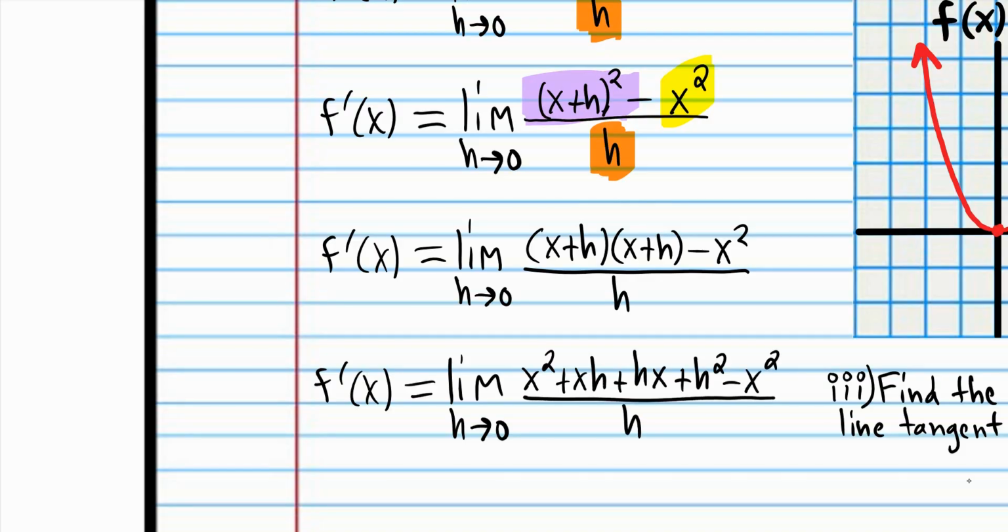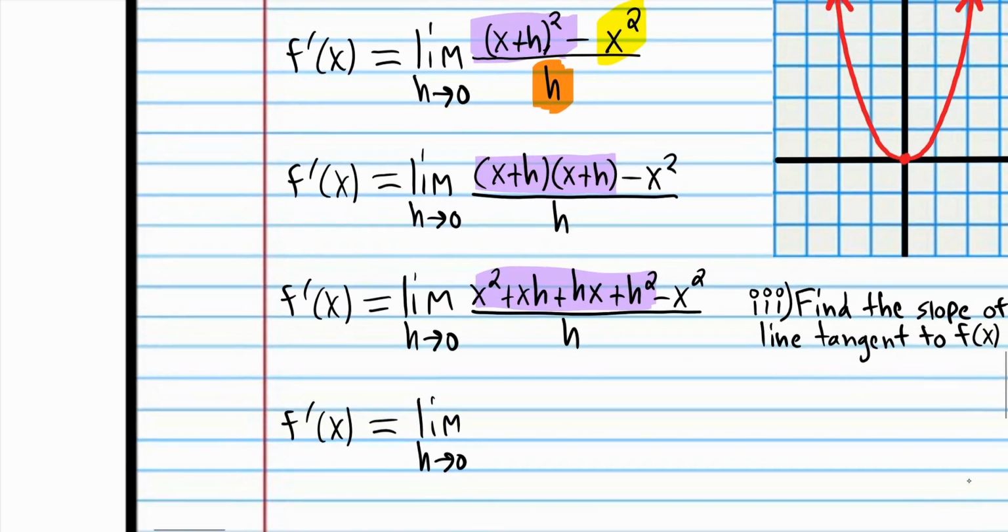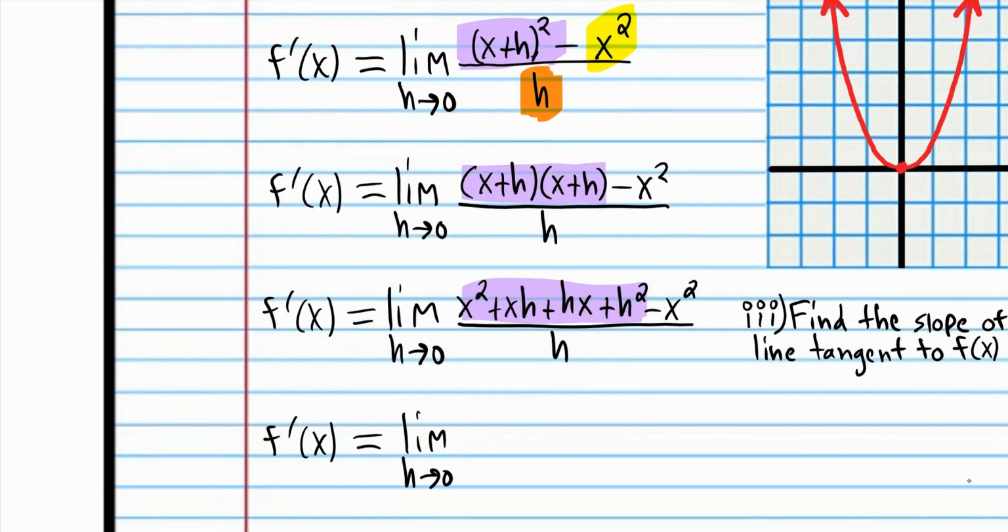So very important to understand that all of this became that. Okay, so this is just basic algebra. So now you may notice that these x squareds actually cancel out. Also, we can add these terms. These are like terms. So we end up with 2xh plus h squared over h.